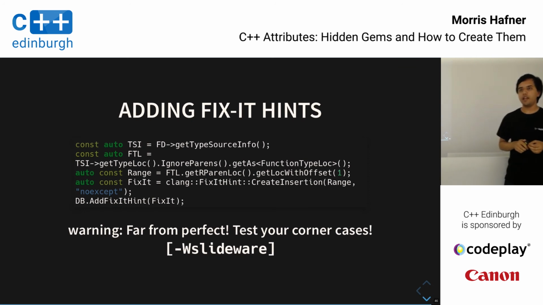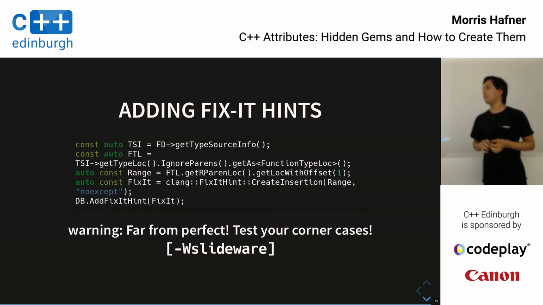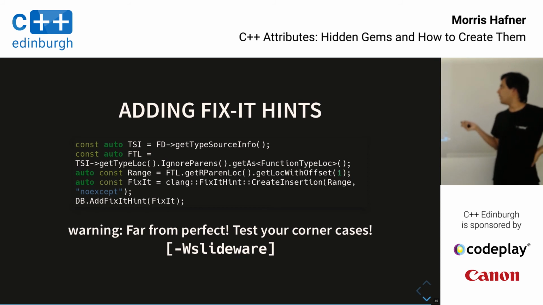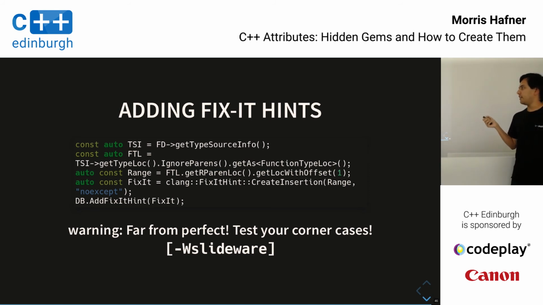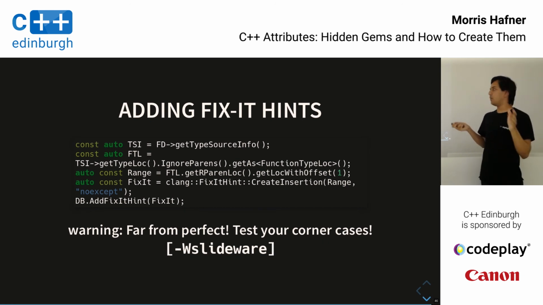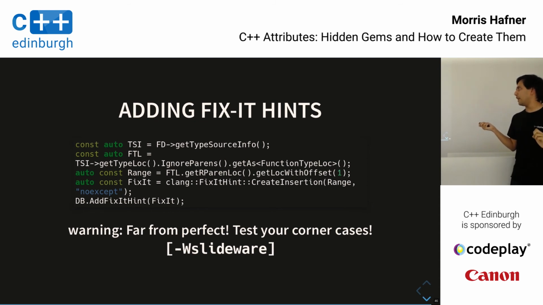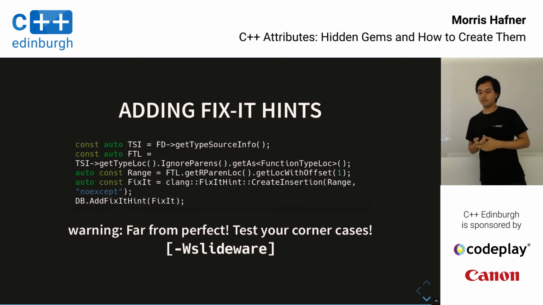We can go in further and try to automatically fix it. So here I'm just saying, okay, in the case the developer should attach the NoExcept, I'm getting the location of the end closing parenthesis and go one step further. So I get my function type location, I get the right parenthesis with an offset of 1, so 1 to the right, and then I tell Clang to create a FixIt hint where I just want to insert the NoExcept string at that location, and then I attach it to my diagnostic.